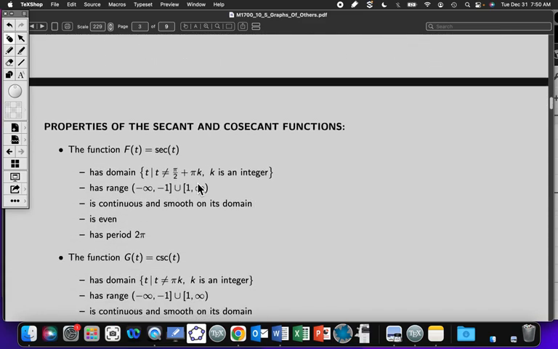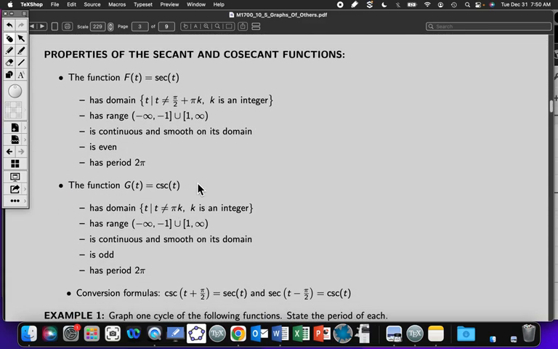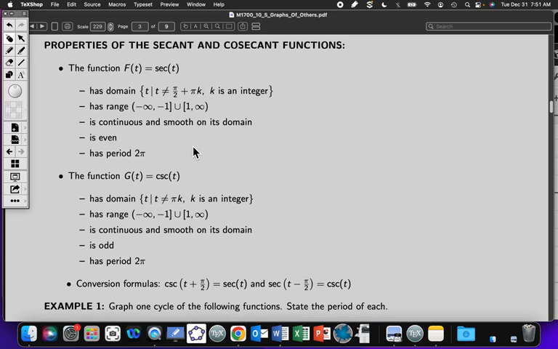Okay, so here are some properties of the secant and cosecant functions. So the secant function is defined as long as the cosine isn't 0. So that's going to rule out all your pi over 2's. All right. The range is going to pick up everything except between -1 and 1. On its domain, the function is continuous and smooth. So if we ignore what's happening at the vertical asymptotes, everything's fine.